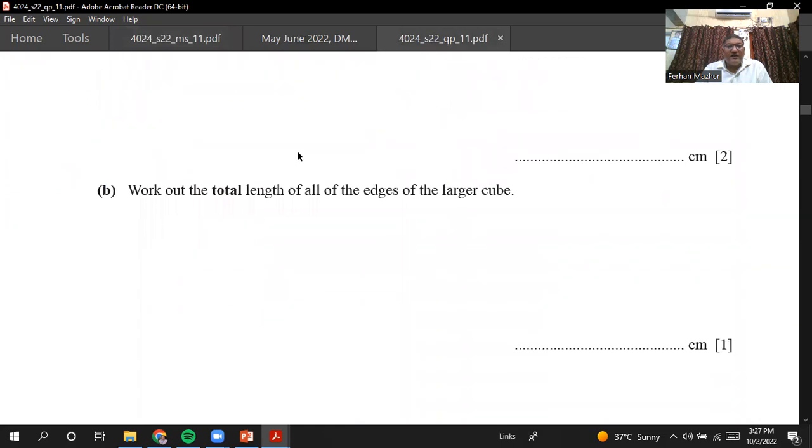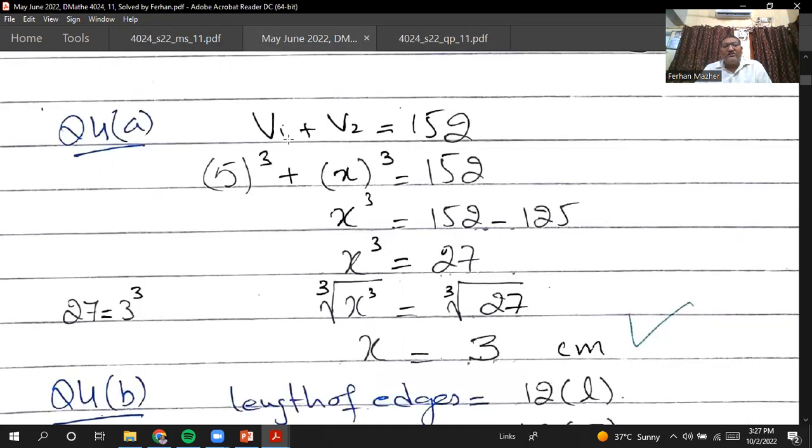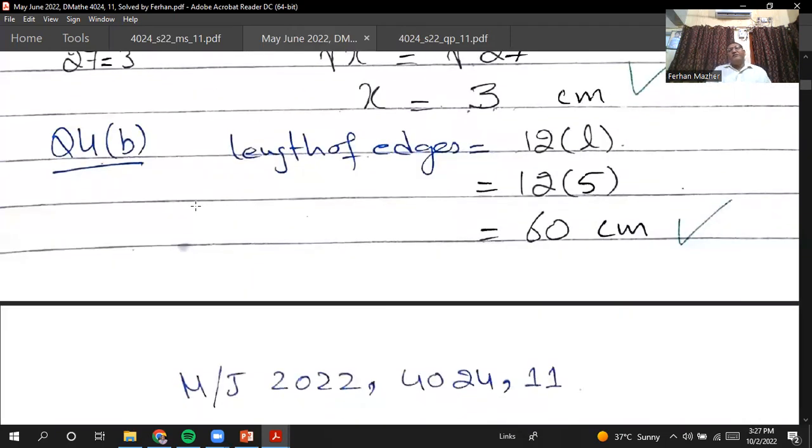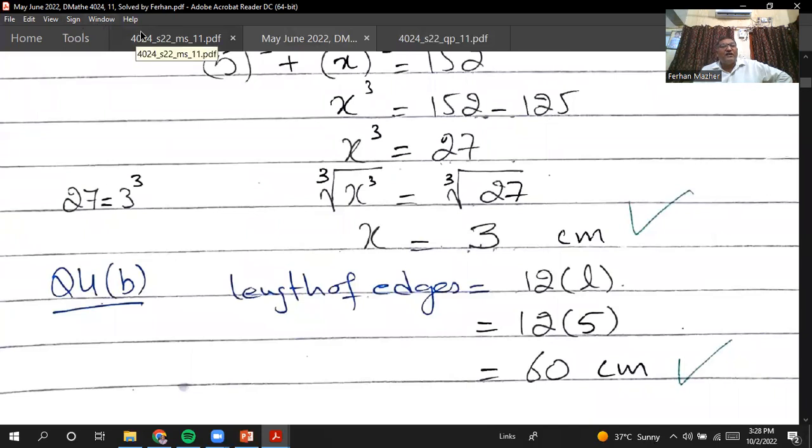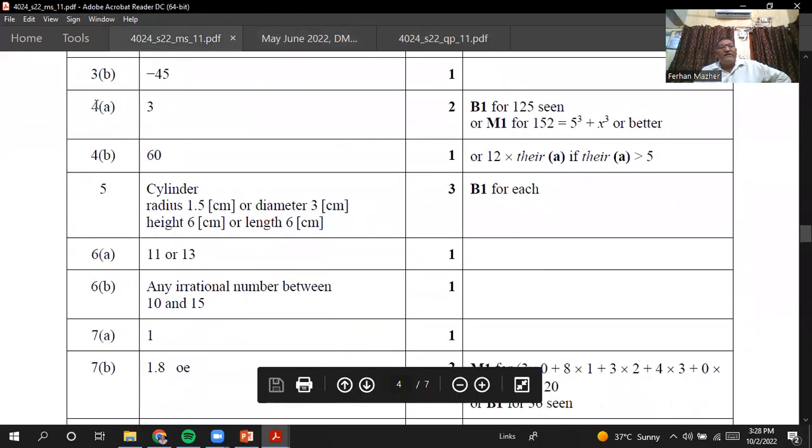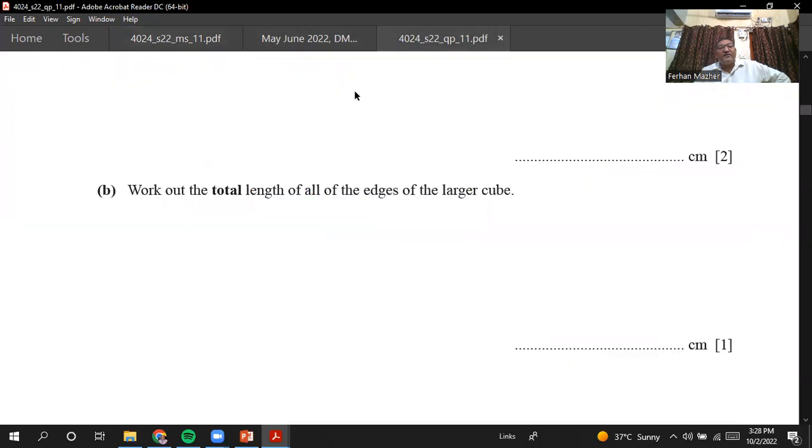Okay, so we are going to the B part. It says work out the total length of all of the edges of the larger cube. The larger cube is the one which has side 5 centimeter. And you know there are 12 edges in a cube, and each edge is 5 centimeter long. So the length of the edges will be 12 multiply L, that is 12 multiply 5, and that will be 60 centimeter. So 60 centimeter is the total length of the edges in the larger cube. So 60 is the right answer.